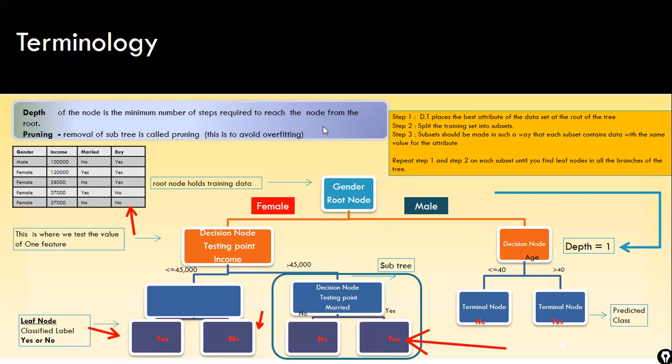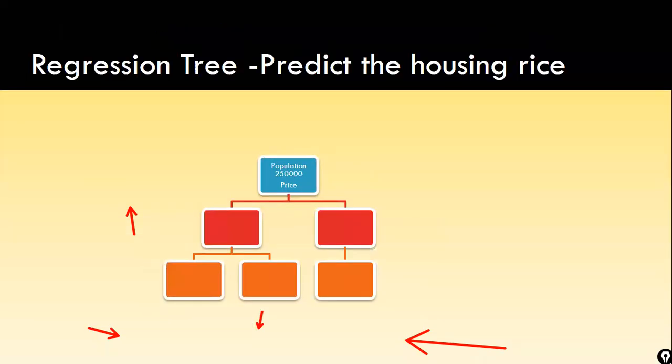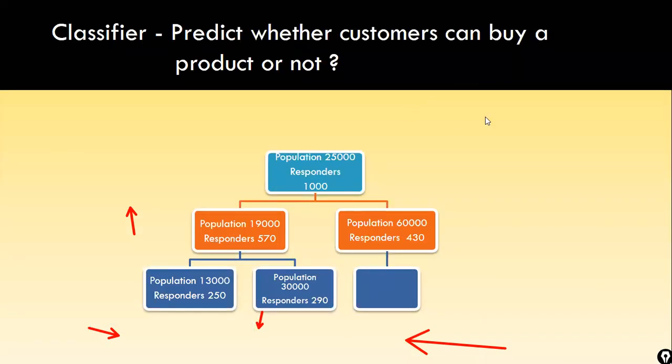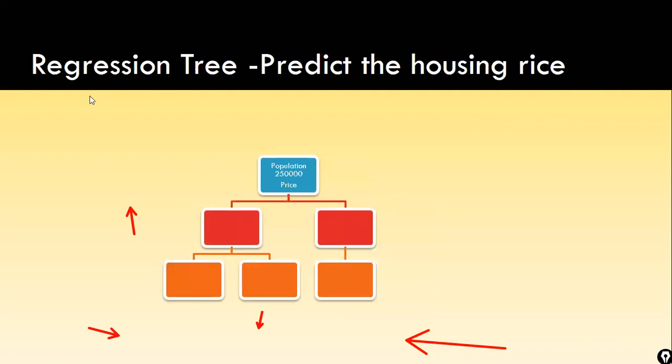So using a decision tree, we can predict whether a customer will buy a product or not. Which means we can use a decision tree as a classifier, or you can use it as a regression tree. What do you mean by regression tree? Decision tree is a common name. If you try to solve a classification problem using a decision tree, we call that a classifier. If you try to solve a regression problem using a decision tree, we call it a regression tree.